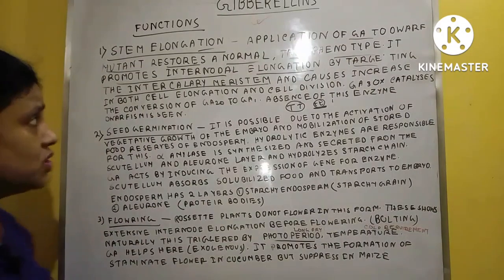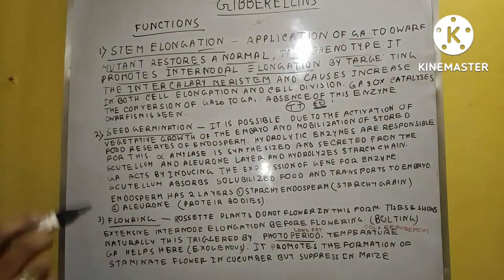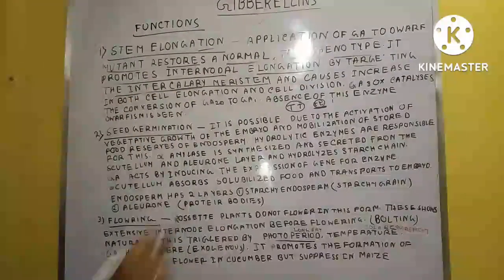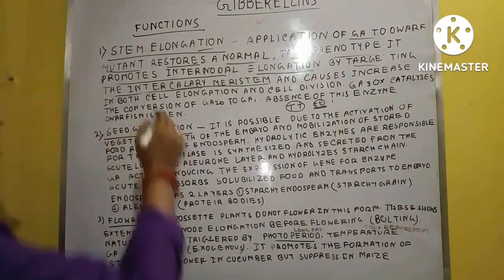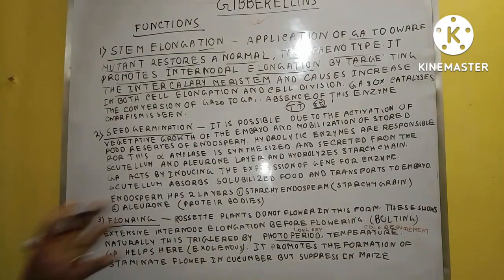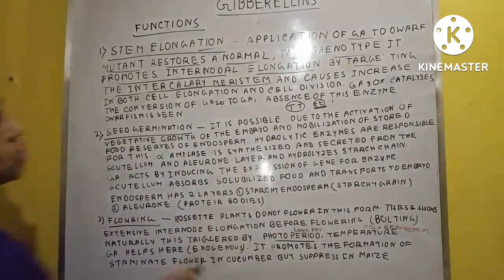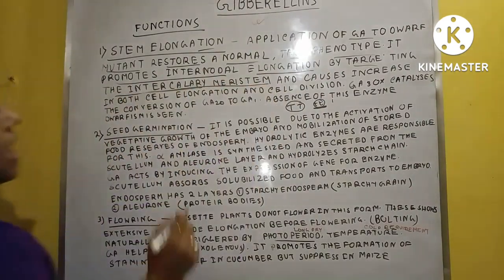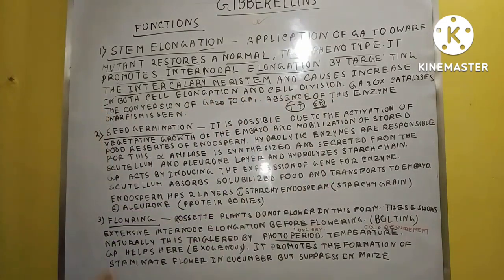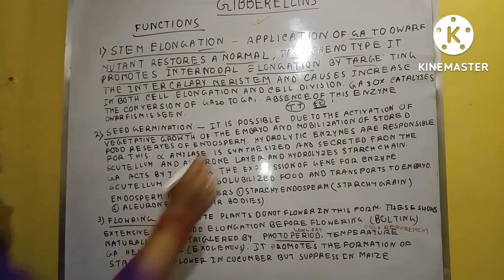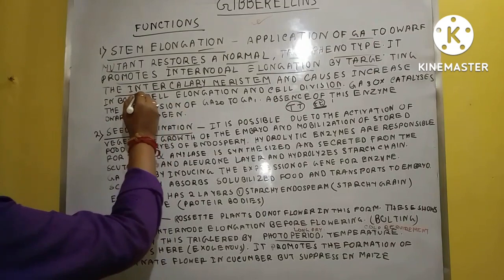So what is the role of the gibberellin? The meristematic tissue present in the internode is called the intercalary meristem. This gibberellin promotes the internodal elongation by targeting the intercalary meristem and causes an increase in both cell elongation and cell division. So it helps in cell elongation and cell division, and the place is the intercalary meristem.